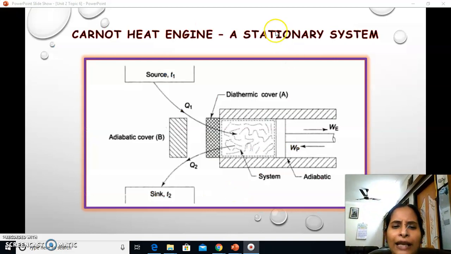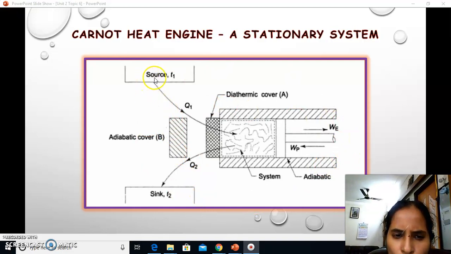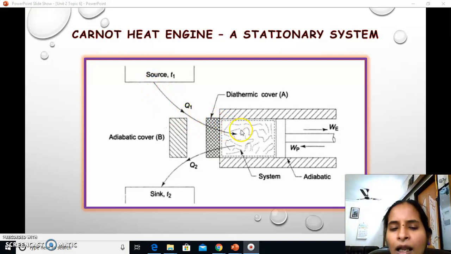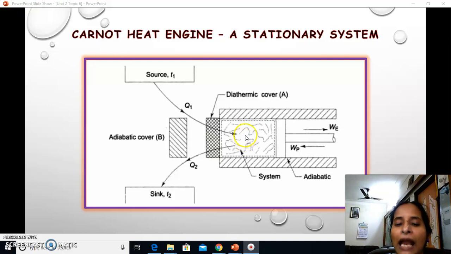So here you can see the working of the Carnot heat engine. From the source, which has the higher temperature T1, heat is supplied to the system. When the heat is being supplied, this heating process takes place at constant temperature, by maintaining a constant temperature, so it is called a reversible isothermal heating process. Since the gas is heated, it starts to expand.